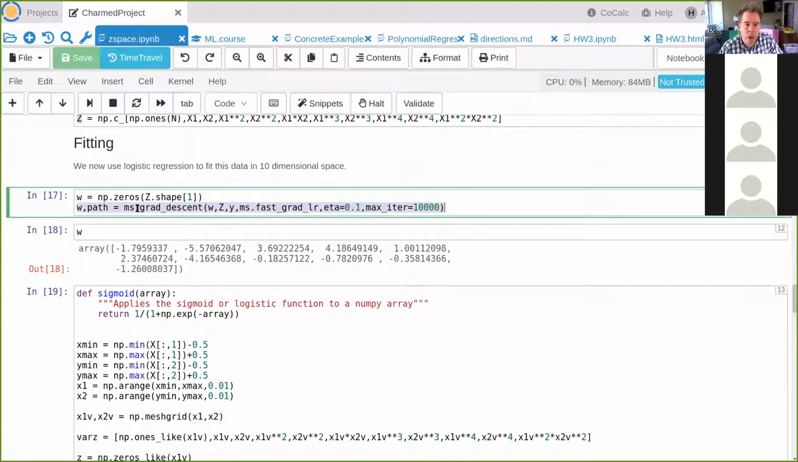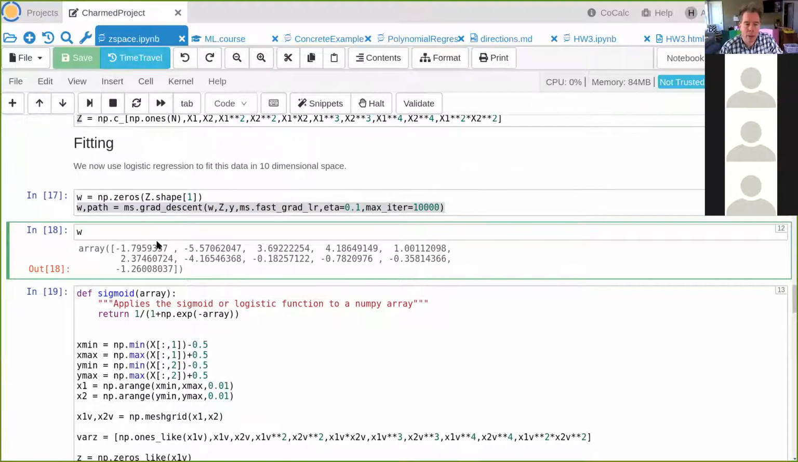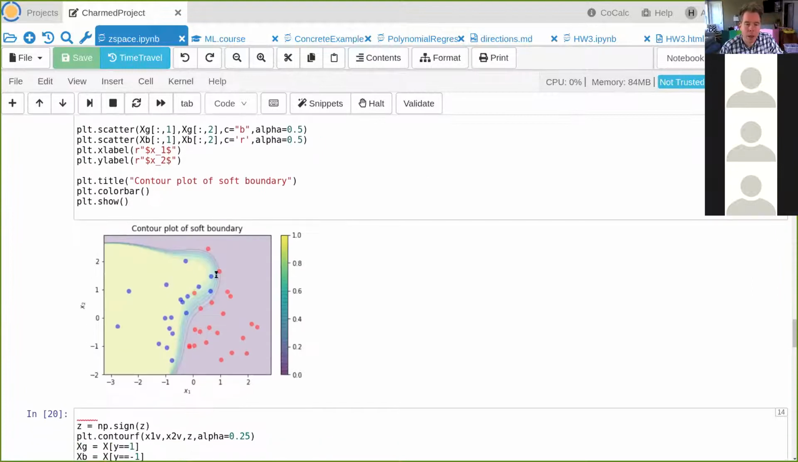So we just do gradient descent, and we could have used the normal equations too. Okay, sorry. We're using logistic regression. So we have to use gradient descent because this is a classification problem, duh. And we end up getting this weight vector. And so here's the soft boundary that results from that. And you can see that it's curved.